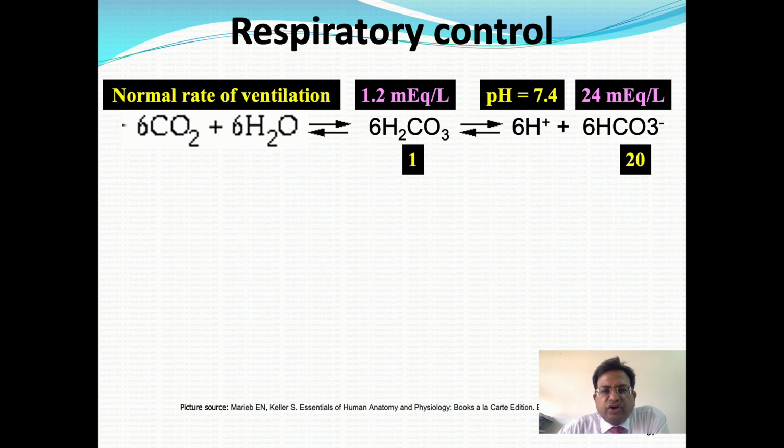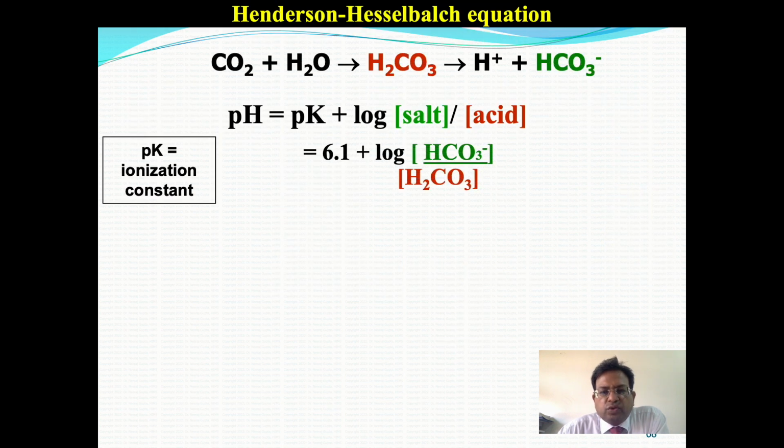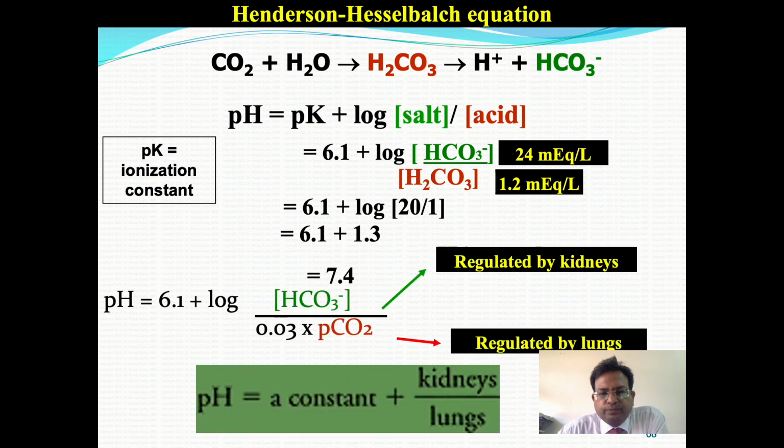So this was the respiratory control equation, showing the normal rate of ventilation. The carbonic acid part is under the respiratory control, and bicarbonate is under the renal control. And they are usually in the ratio of 1:10. So this is the Henderson-Hasselbalch equation, where the salt, that is the bicarbonate, is regulated by the kidney, and carbon dioxide, which is the acid component, is regulated by the lungs in a combined effort to control the pH of the system.